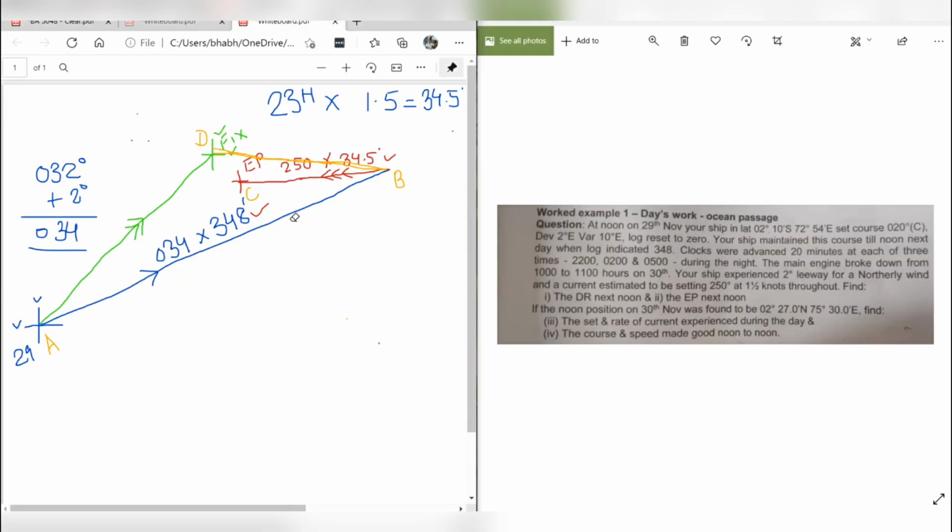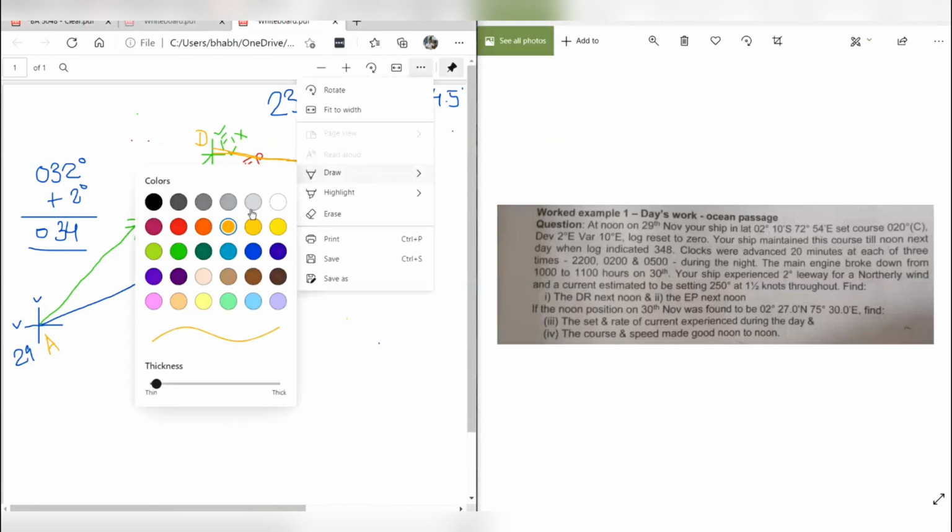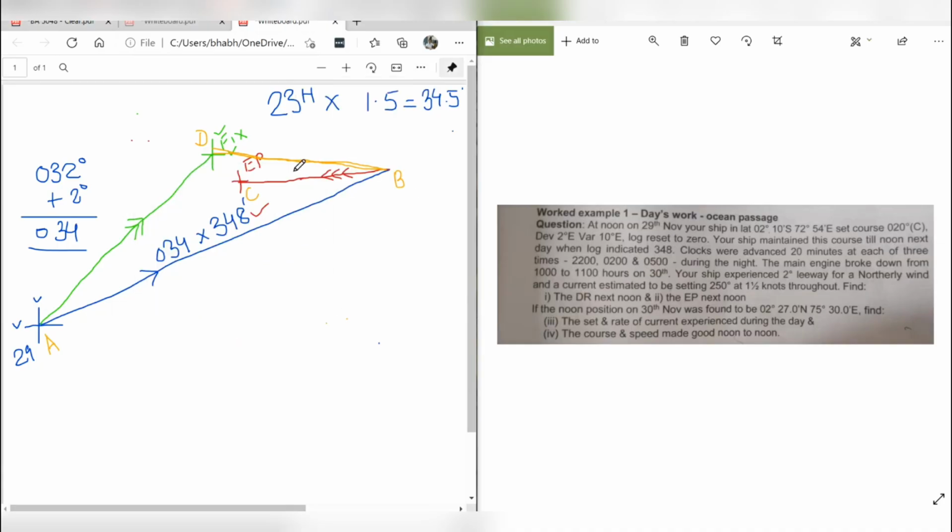Yes, beta, that's right. So let me erase the old current values. The actual current which was affecting us is this one. So this yellow color vector, if you measure this vector, this will give you the actual set and rate of the current. Okay, so we can mark this with 3 arrows.